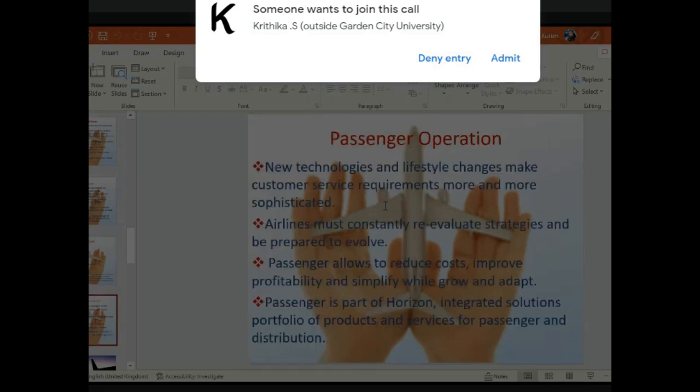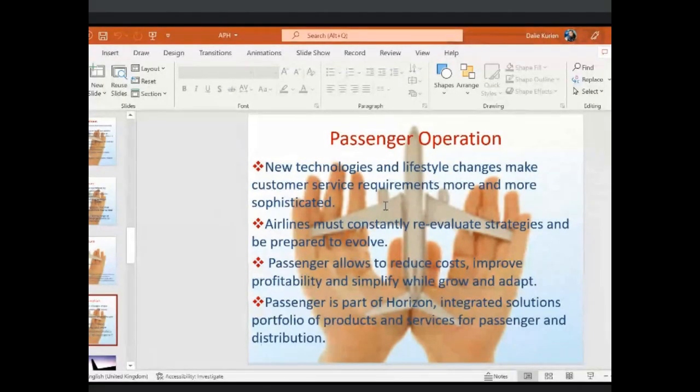Now passenger operations. Passenger operations is when new technologies are being developed. Every day you need to be evaluating your strategies, as in what changes you can bring up for the development of the passenger. Now if you talk about IndiGo, it keeps on coming up with new policies, which can be a problem to the passenger, but sometimes it is helpful for the passenger. So every day they keep on evaluating what new policies or strategies they can bring up for the proper development of passengers.